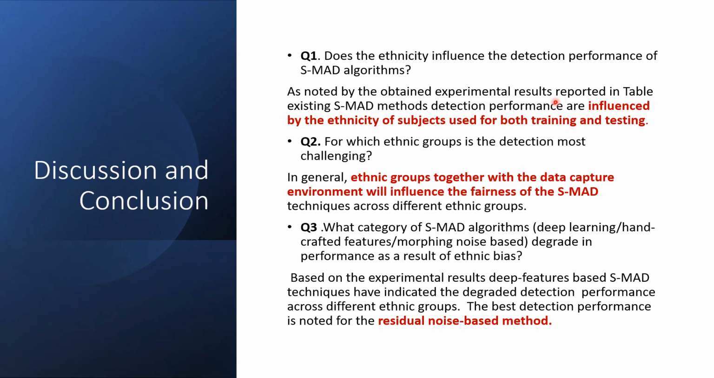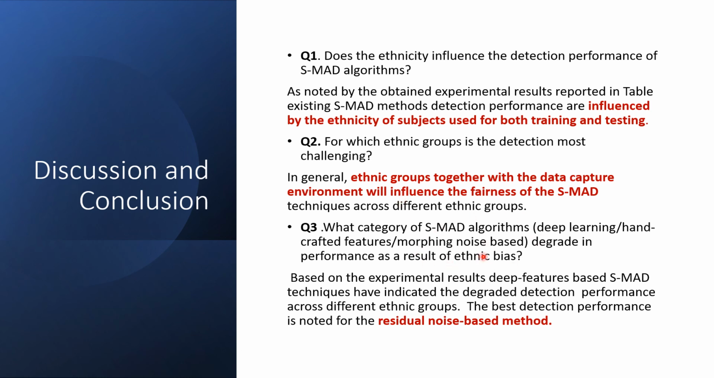Well, now based on the obtained results, we try to answer 3 questions. The first question is, does the ethnicity influence the detection performance of SMAD? Based on all the experiments, we see that the algorithms are influenced by the ethnicity of the subjects used for both training as well as testing. Similarly, for which ethnicity groups, of course, we cannot accurately say which ethnicity group is more challenging to detect, because there are several factors that come into the picture, including the variation in the databases and so on. However, almost all the ethnicity groups are quite challenging to detect when the MAD algorithms are trained on one type of ethnicity and tested on another type of ethnicity.